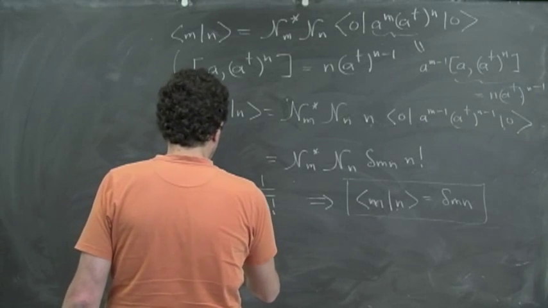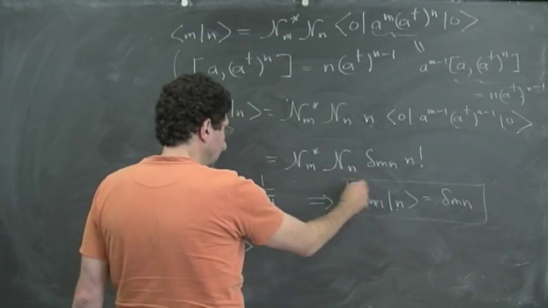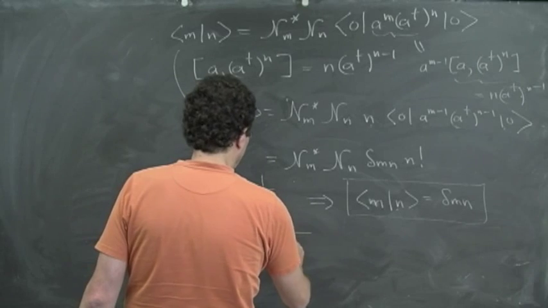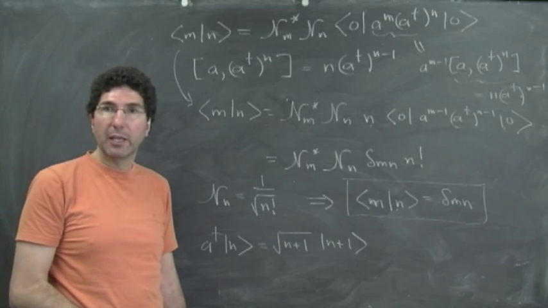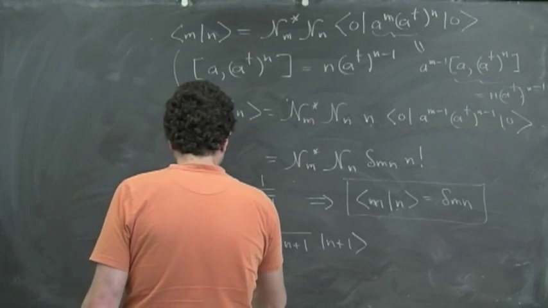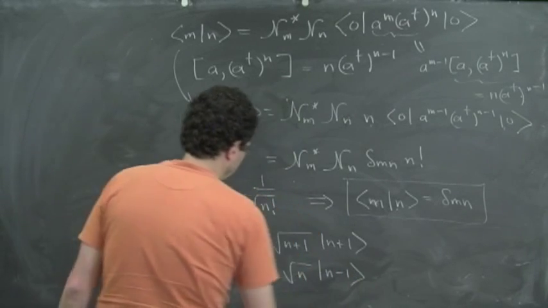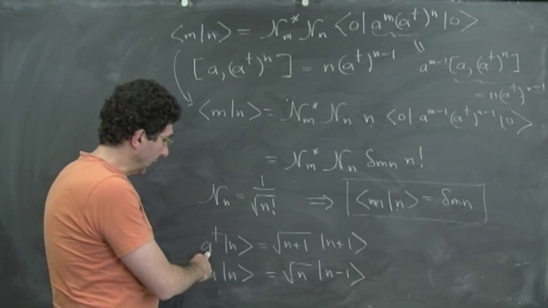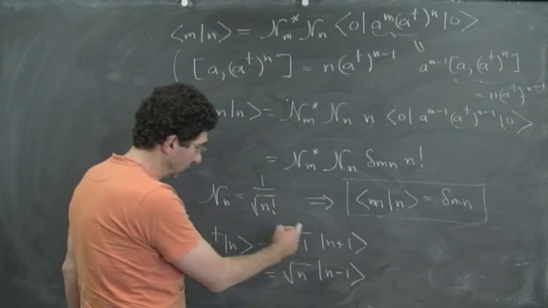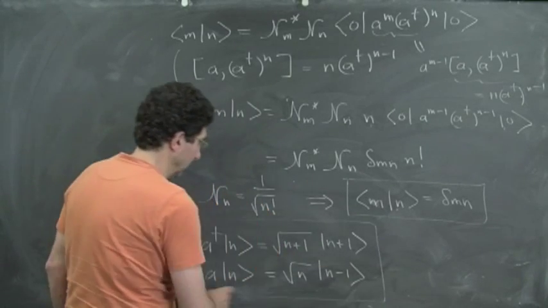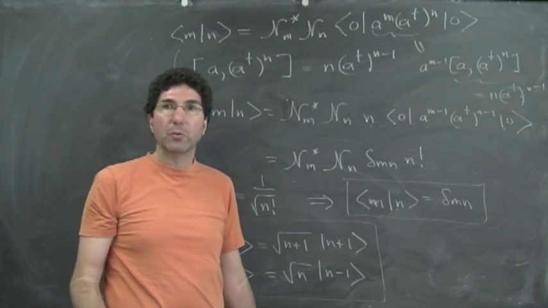You can see that if I take a dagger and act on this n state, because of these normalization factors, I don't quite just get n plus 1, I actually get the square root of n plus 1 here. And similarly, if I act with this lowering operator, I'll get a square root of n minus 1. So the raising operator gives you the state n plus 1, the lowering operator gives you the state n minus 1, and these square root n type factors come from the fact that I'm using states that are unit normalized.